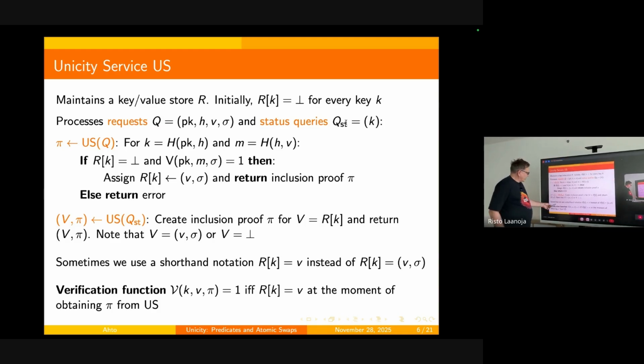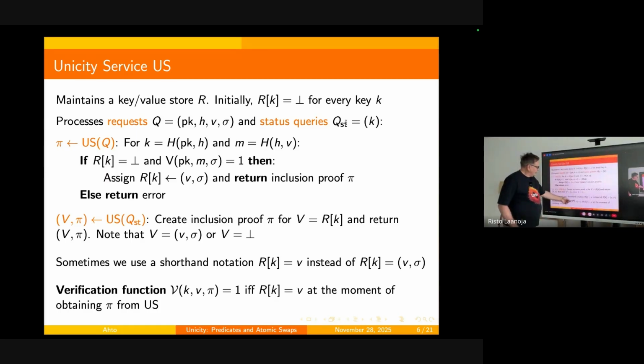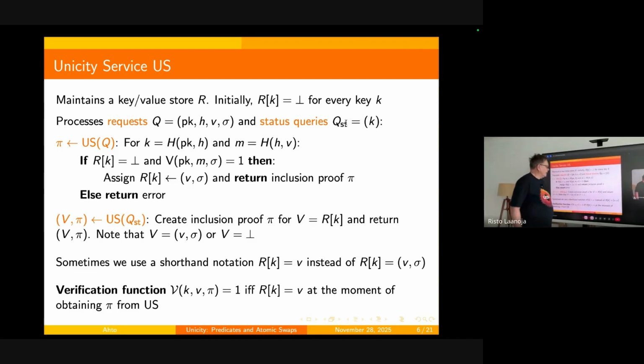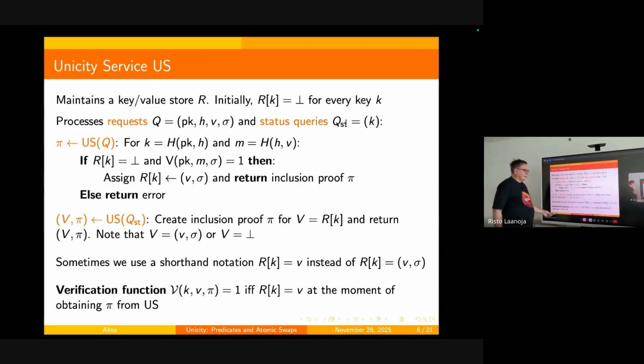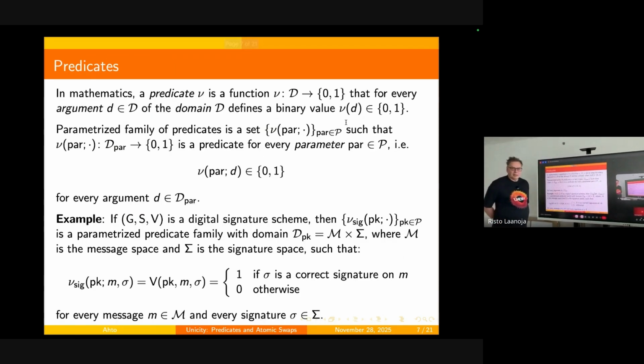And we have a verification function. If we have a key and a value stored under the key, and we have an inclusion proof, then the verification function returns 1 if indeed it was so in the registry at the moment of obtaining this inclusion proof from the service. Okay, so this is, in simplified form, how the Unicity system works.